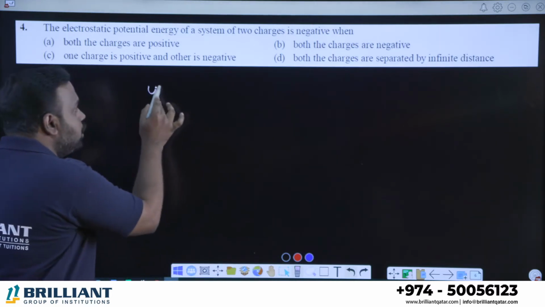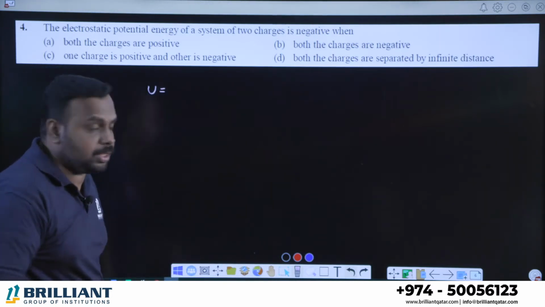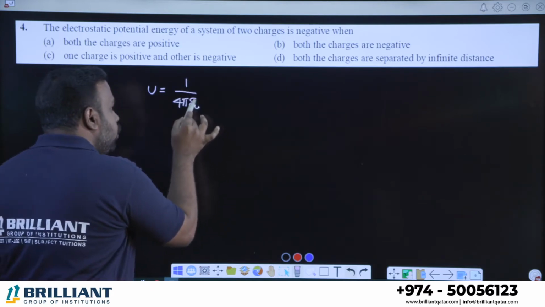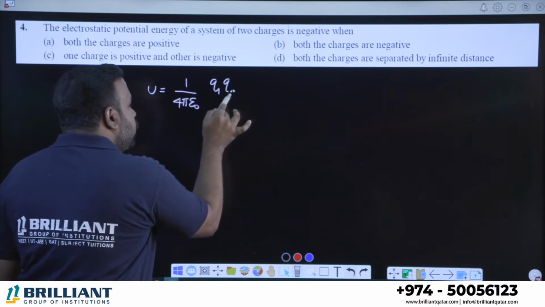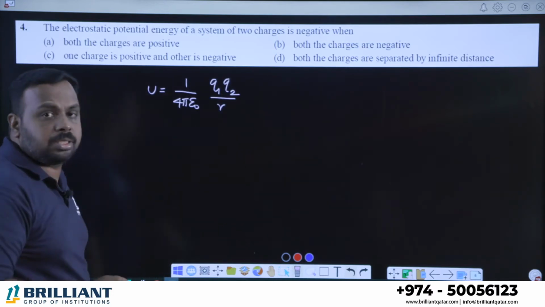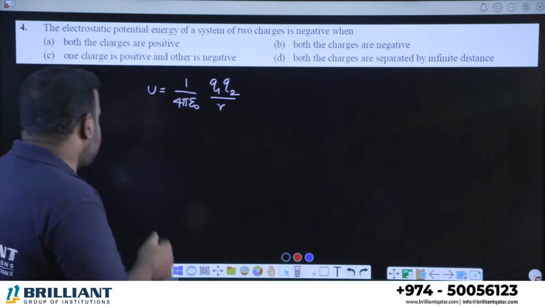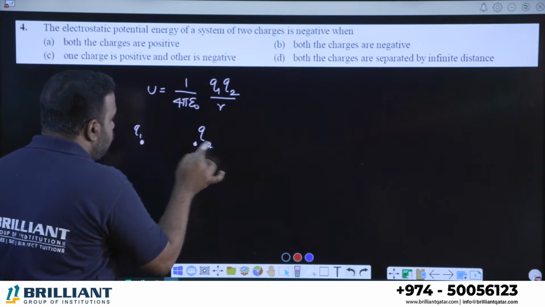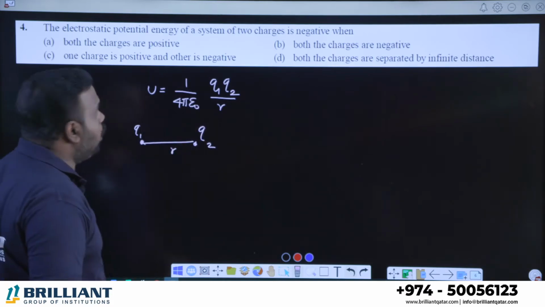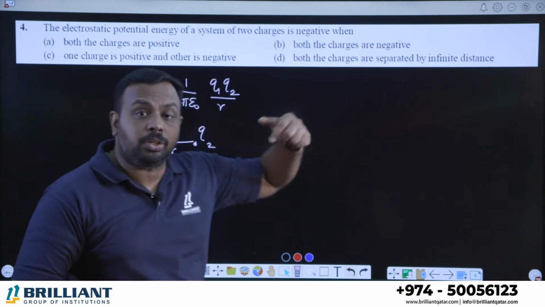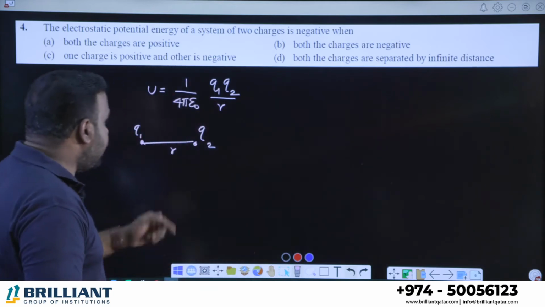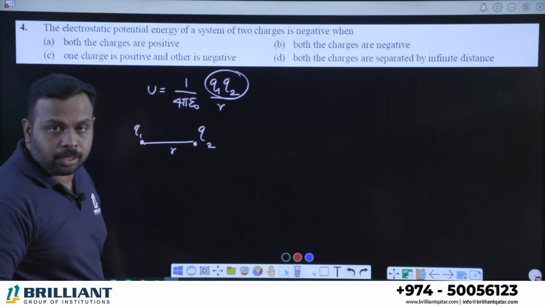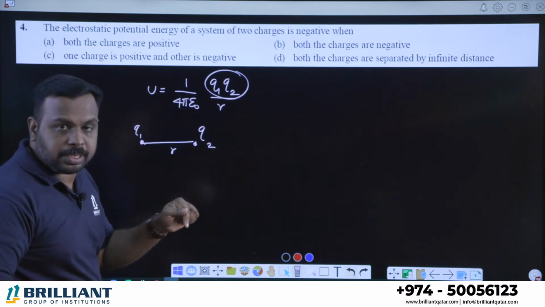You know that U, the electrostatic potential energy of a system of two charges, is 1 by 4 pi epsilon naught into Q1 Q2 by R. This is the formula for electric potential energy. When two charges Q1 and Q2 are separated by a distance R, then the potential energy is this one. Now what they are asking is, for this potential energy to be negative, the product of the charges should be negative, right? Then only we get the energy of the system as negative.